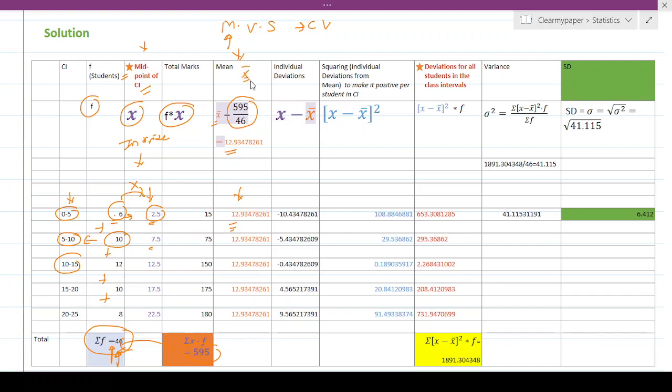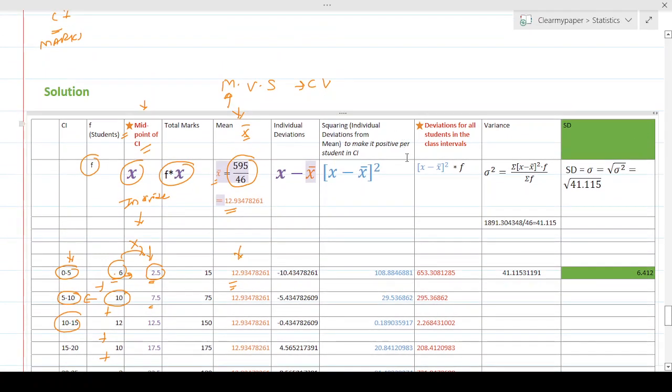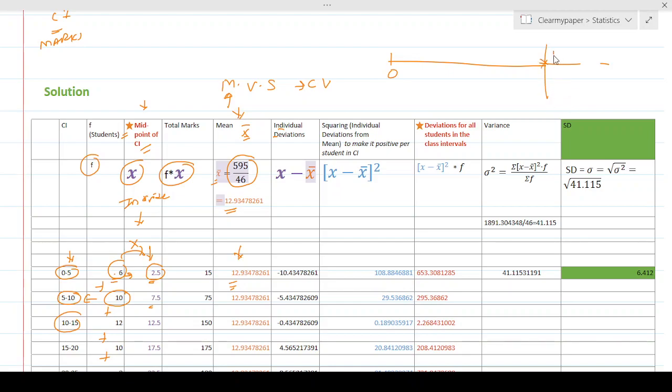Now, since we need to find the standard deviation, we need to find the individual deviation. Whenever we talk about individual deviation, think about the number line, like I always give that example. It's a distance on a number line. If this is my 0, my average is say 12.5, the 12.93 number. I want to know on an average, how far is the student's score from this score?